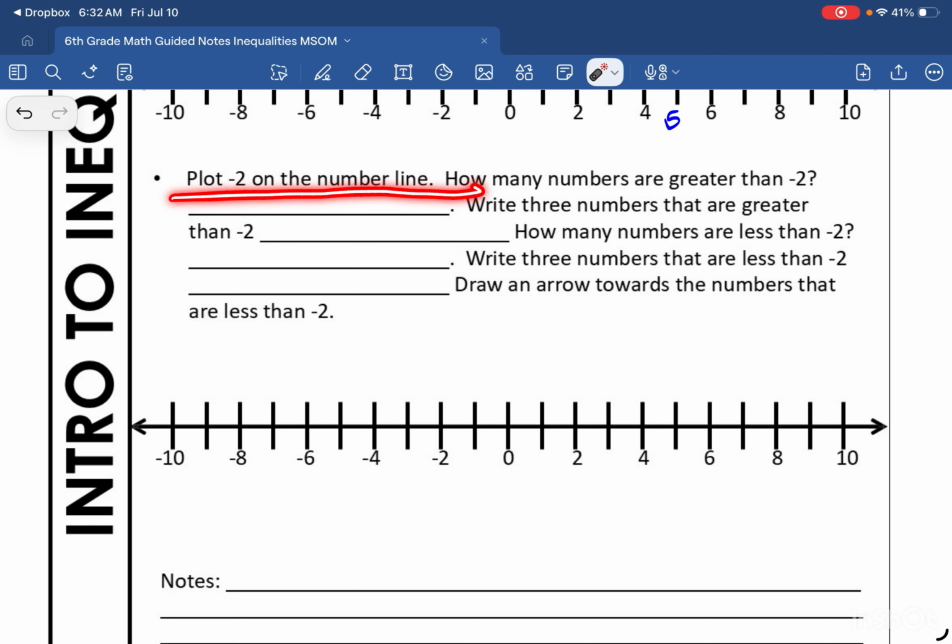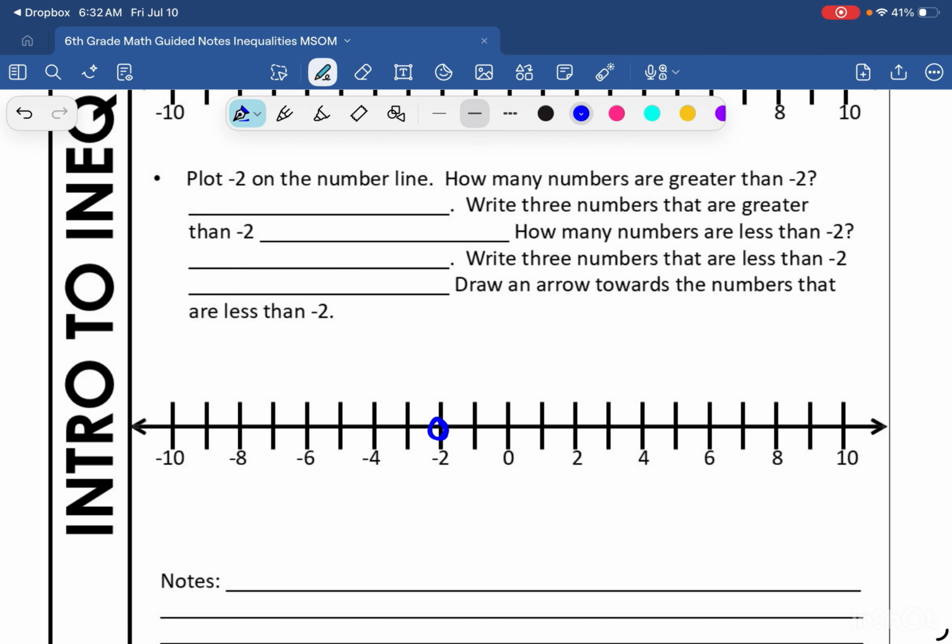Plot -2 on the number line. Here's -2 right there. How many numbers are greater than -2? Again, there's an infinite amount of numbers greater than -2. Write 3 numbers that are greater than -2. So write down any 3 numbers that are greater than -2. I'm going to write 0, 2, 4.